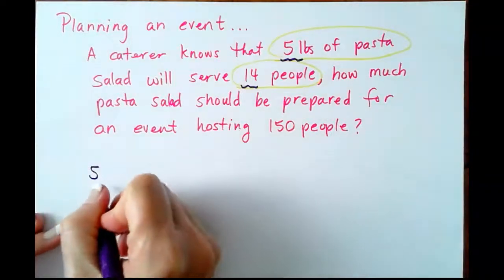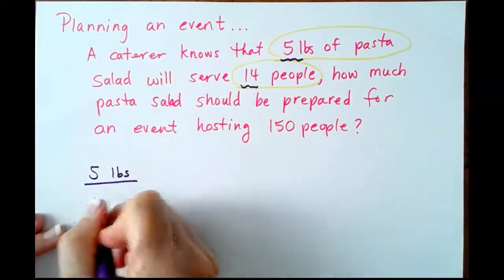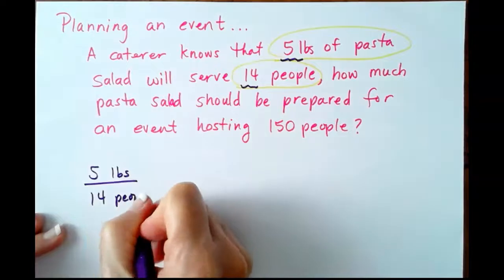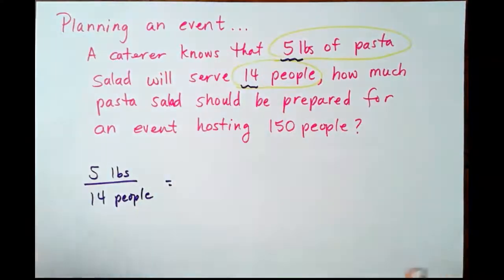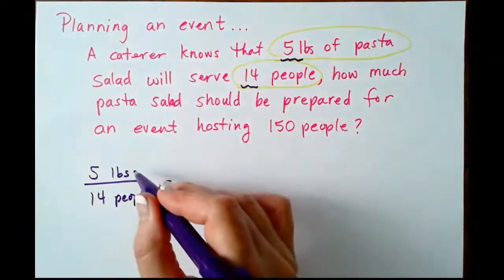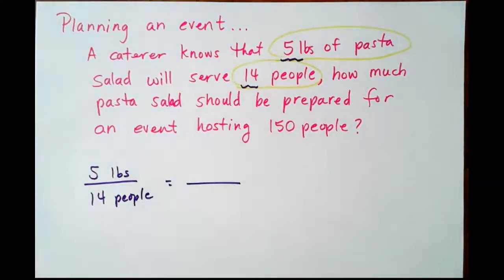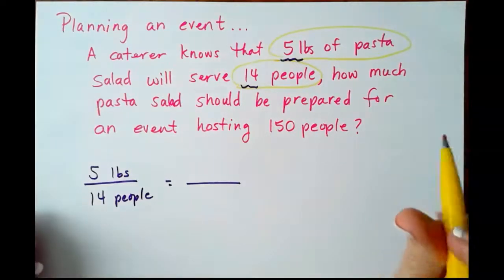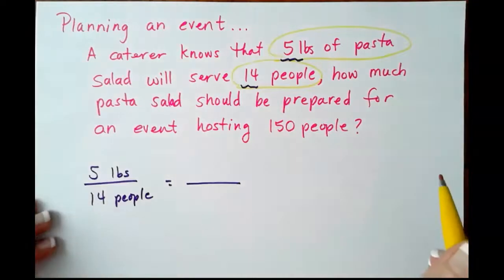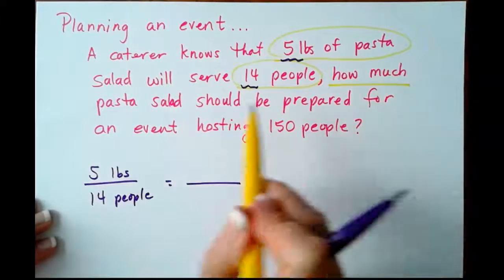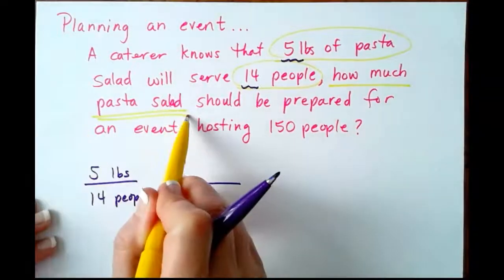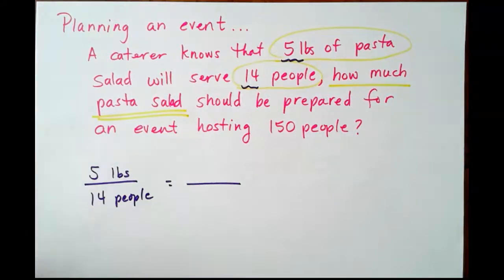So 5 pounds over 14 people. So if we set up the first ratio with pounds over people, then the second ratio must also be set up in that same order, pounds over people. Now, look at the question, because the question tells you where our variable should go. How much pasta salad? So our variable is pounds of pasta salad.